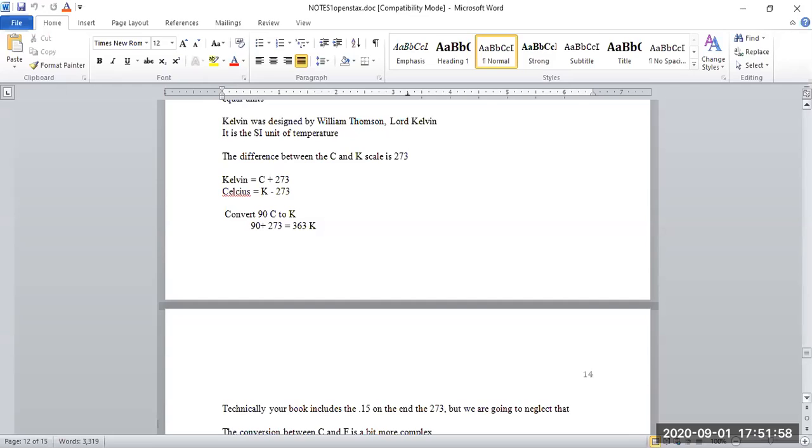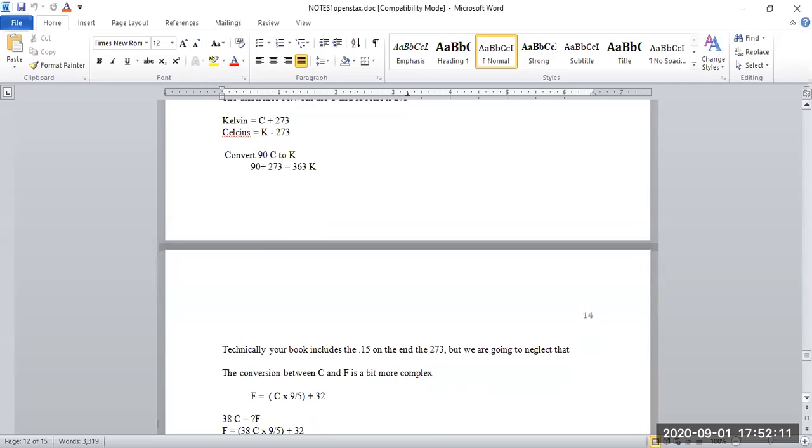So if you want Kelvin, you started with Celsius, add 273. If you want Celsius and you started with Kelvin, subtract 273. And I gave you an example, and I think there's an example in the textbook too. I had 90 Celsius, haven't quite reached boiling. If I add 273, I get 363 Kelvin.